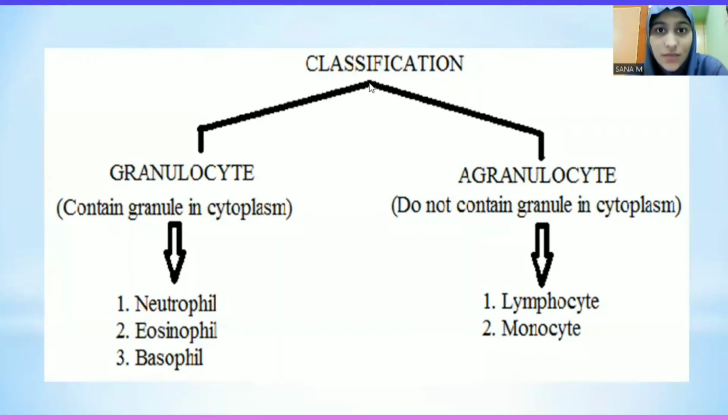Classification. White blood cells are divided into two, that is granulocyte and agranulocyte. Granulocytes contain granules in their cytoplasm. Agranulocytes do not contain granules in their cytoplasm. Granulocytes are of three types, that is neutrophil, eosinophil, and basophil. Agranulocytes are of two types, that is lymphocyte and monocyte.